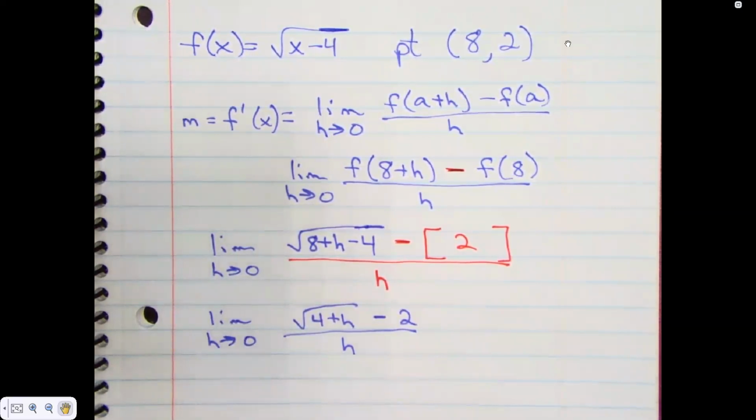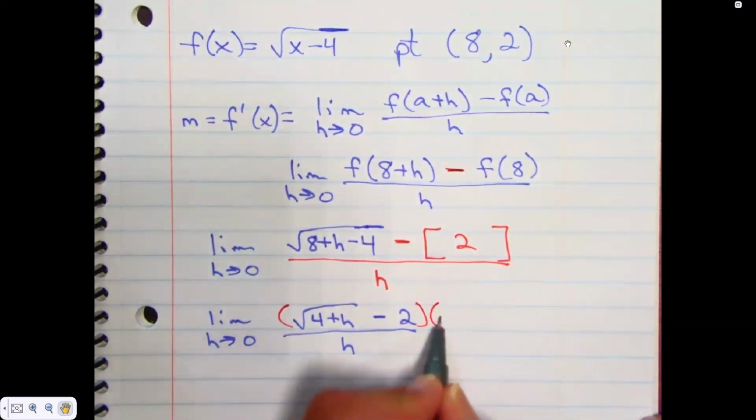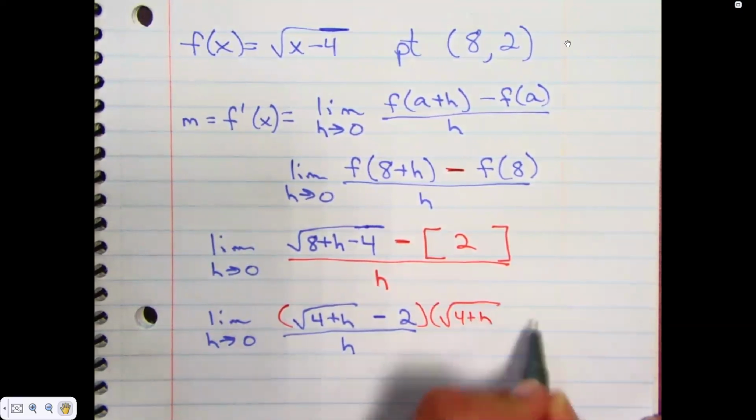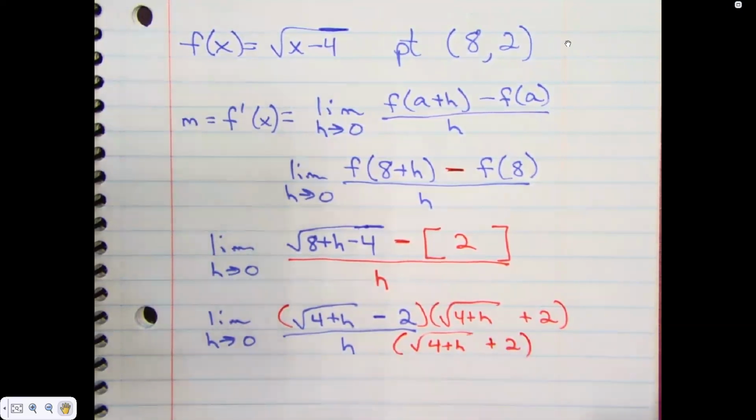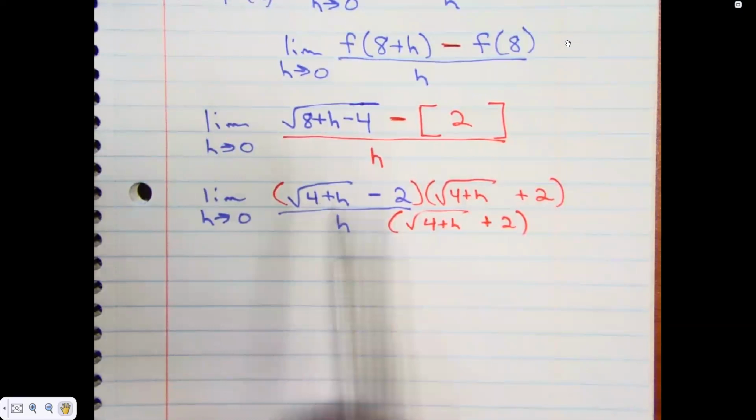How do we, let's see, how do we solve that limit? That was on our test. Conjugate, right? So we're going to multiply top and bottom by the square root of 4 plus h plus 2. Square root of 4 plus h plus 2. Did that in chapter 1? Slide it up.